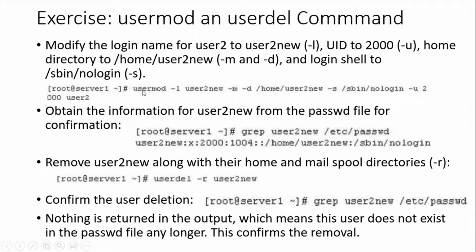There are different switches available to modify these things. Here is an example of this. It is not compulsory to use all these switches at once; it is just an example showing that we can use all the switches at once, but if we would like to use only one of them, we can do that as well. So we'll take a look at our example. The first example is usermod -l. The -l switch tells usermod to change the user name to user2new.